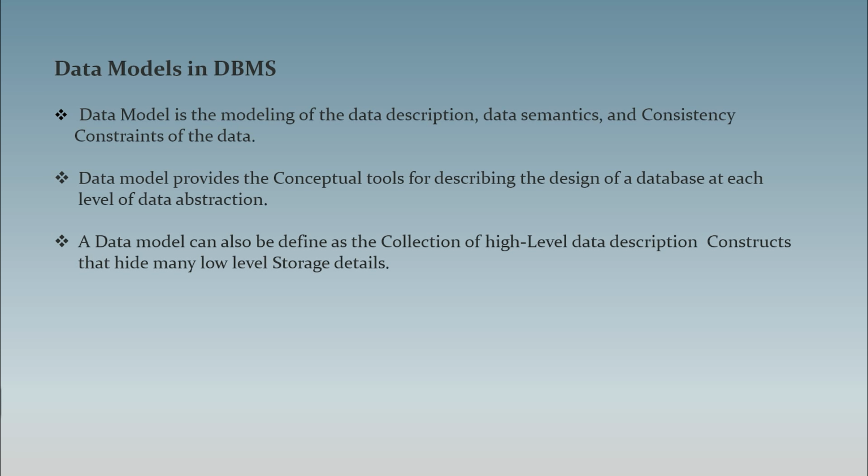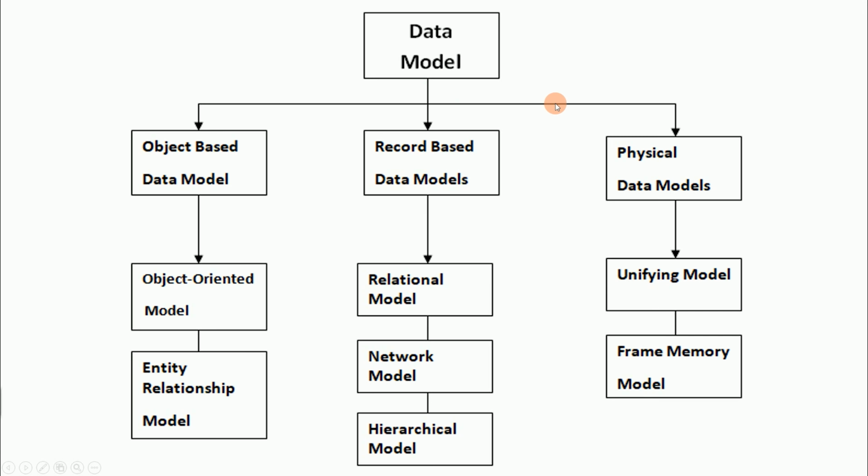A data model can also be defined as a collection of high-level data description constructs that hide many low-level storage details. Data models are divided into three parts: object-based data model, record-based data model, and physical data model. The object-based data model has two further types: object-oriented model and entity relationship model. The record-based data model has three types: relational model, network model, and hierarchical model. The physical data model has two types: unifying model and frame memory model.